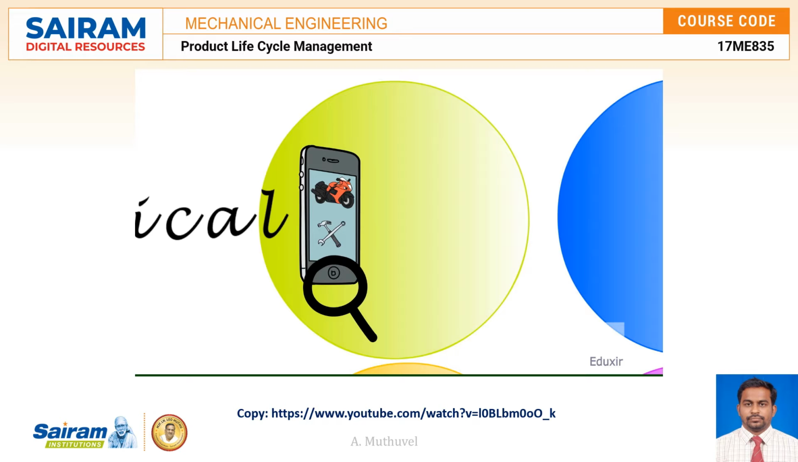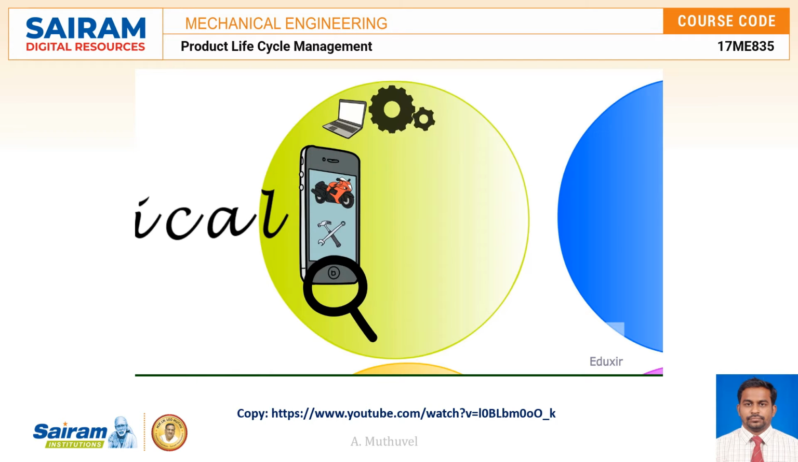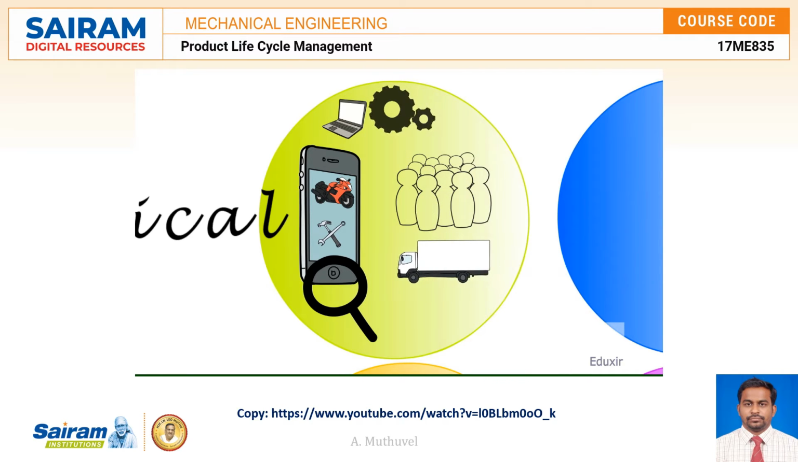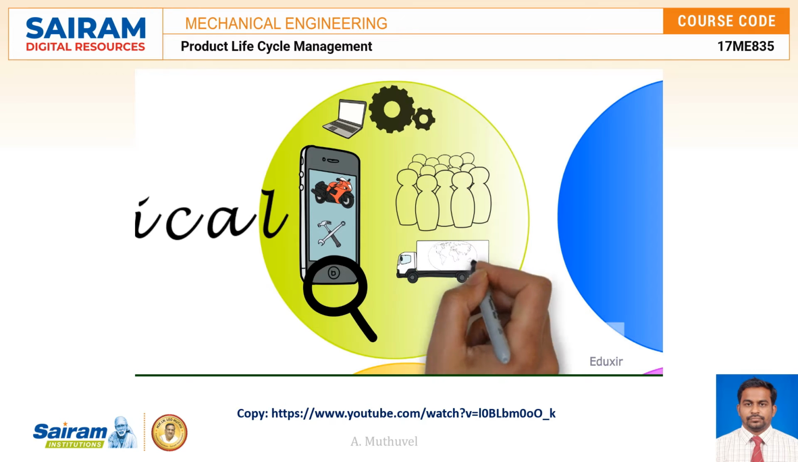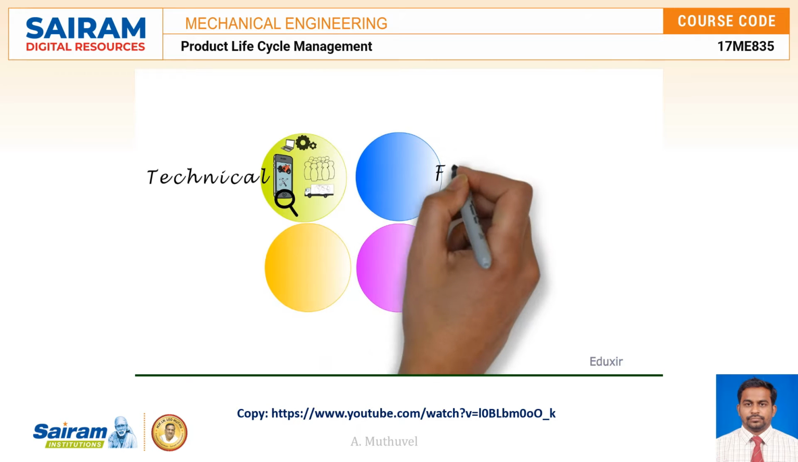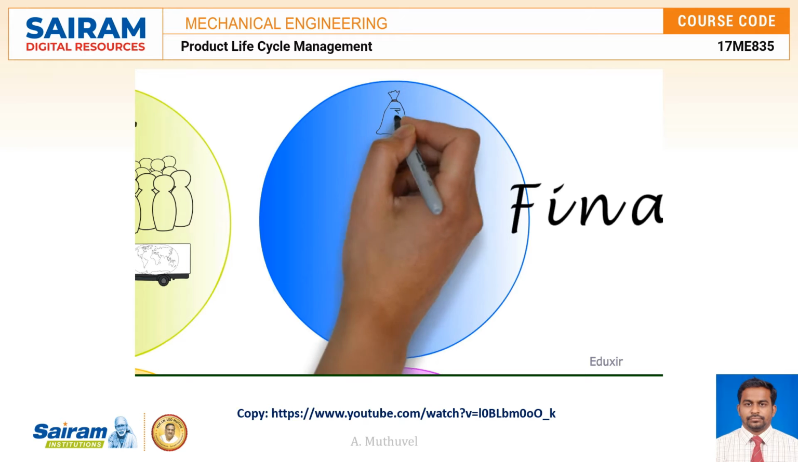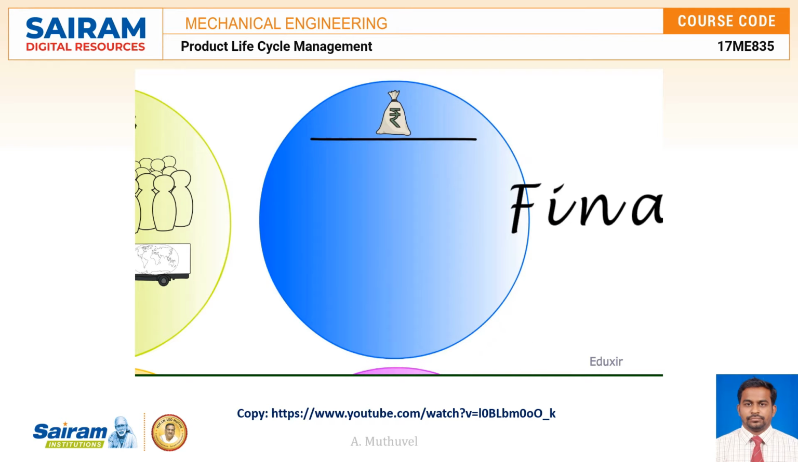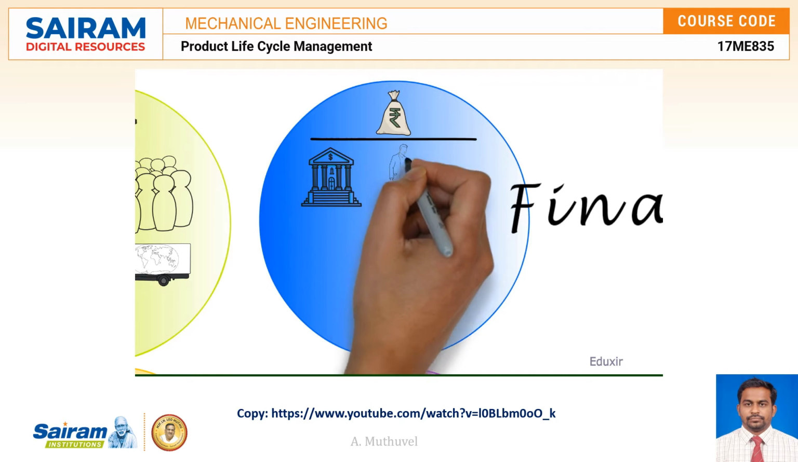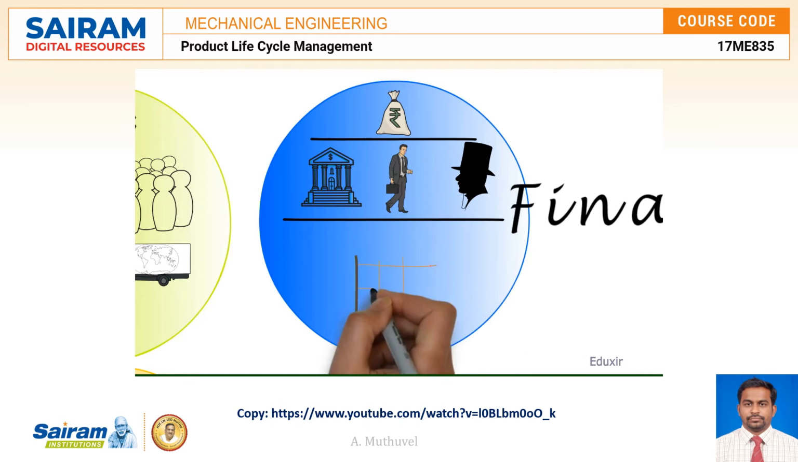The first one is technical. This includes both software and hardware, manpower, transportation, location, etc. The second feasibility study is the financial. This includes the assessment of initial investment, various resources to procure the capital like banks, investors, venture capitalists, etc. and then the return on the investment.